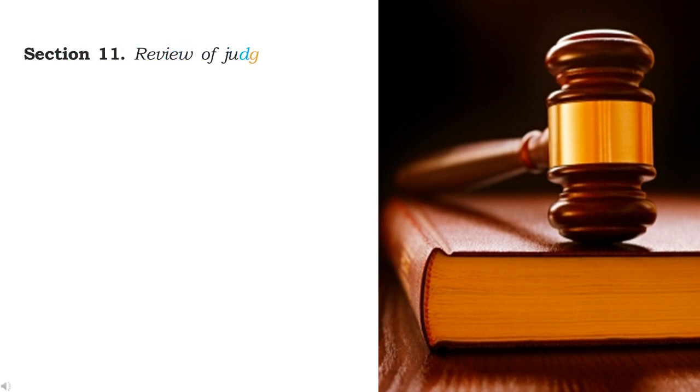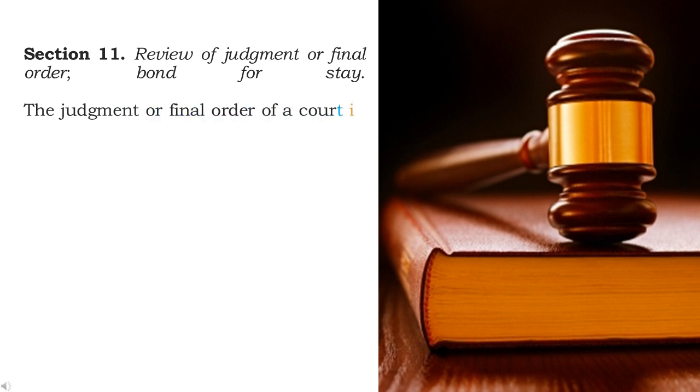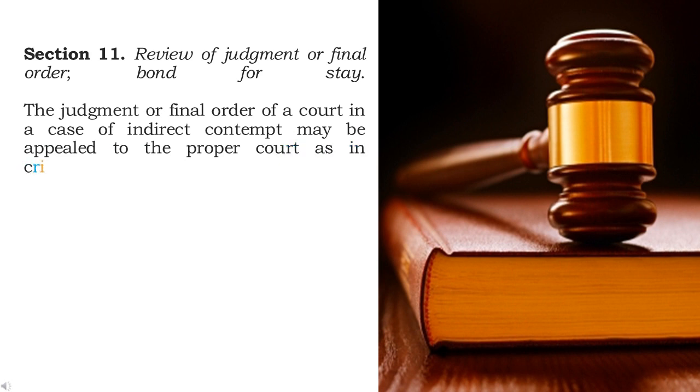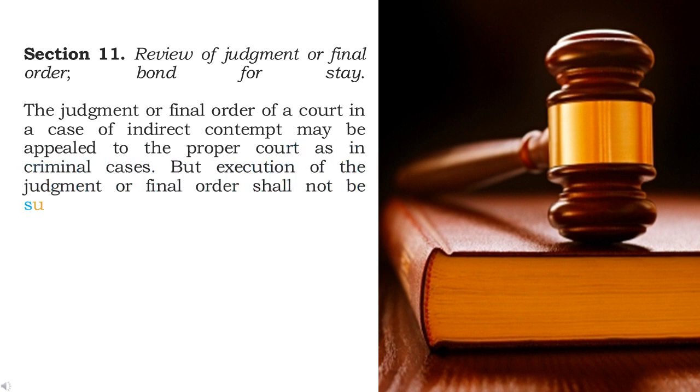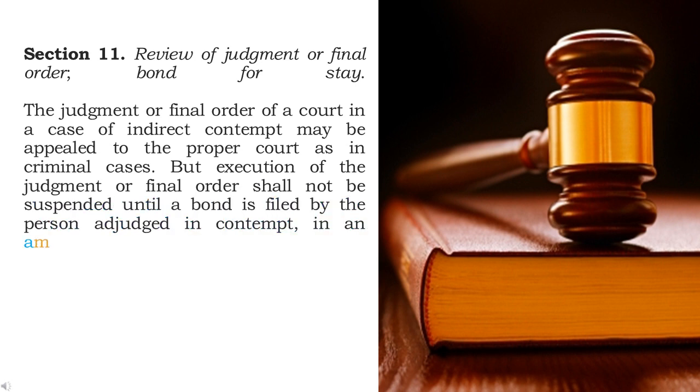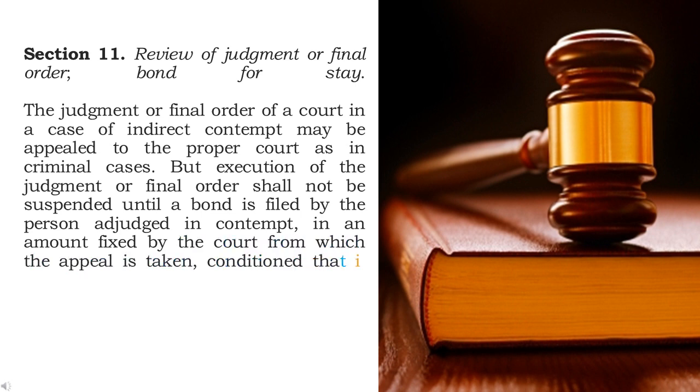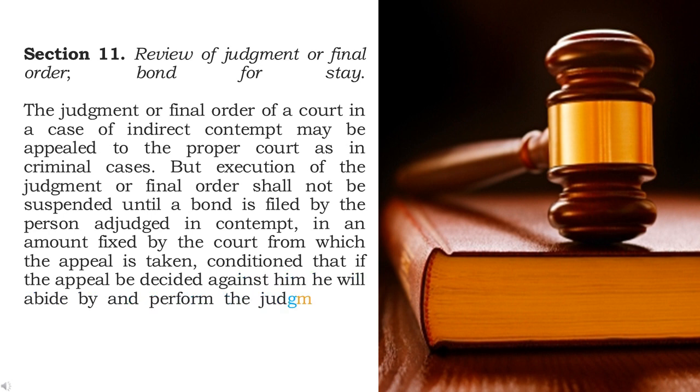Section 11. Review of judgment or final order, bond for stay. The judgment or final order of a court in a case of indirect contempt may be appealed to the proper court as in criminal cases. But execution of the judgment or final order shall not be suspended until a bond is filed by the person adjudged in contempt in an amount fixed by the court from which the appeal is taken, on condition that if the appeal be decided against him, he will abide by and perform the judgment or final order.